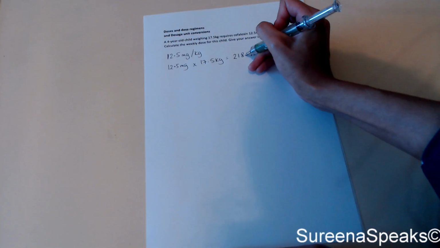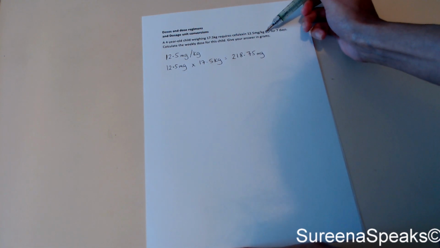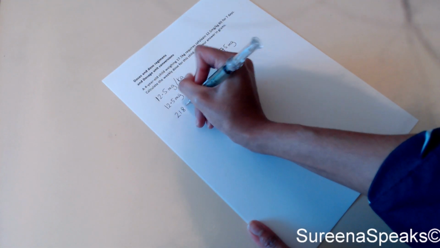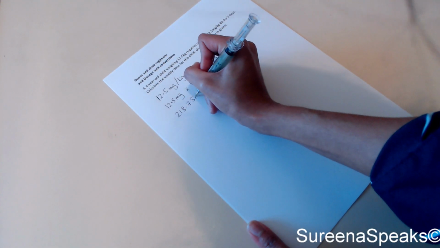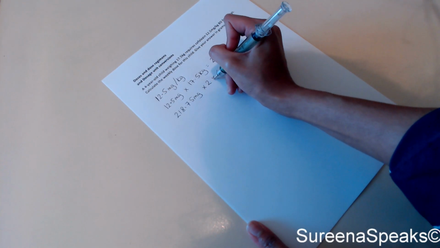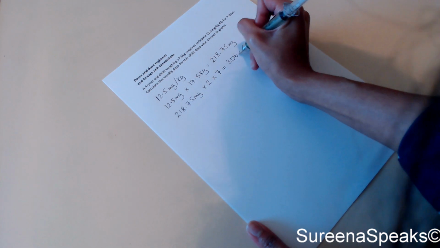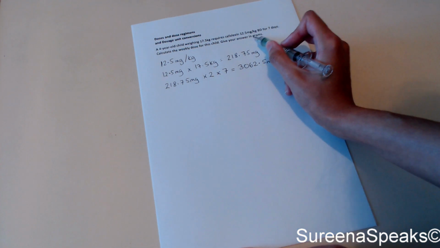So that's not the end of the story though, because we're told that this child is taking it twice a day for 7 days, and the question wants us to work out what the weekly dose is. So 218.75 milligrams. If we're taking it twice a day, we're going to times by 2, and if it's for 1 week, that will be 7 days. So that's going to leave us with 3,062.5 milligrams. But hold on, this question has asked us to give our answer in grams.